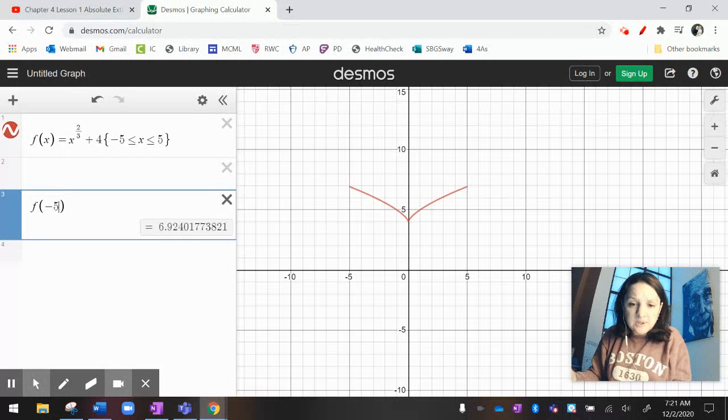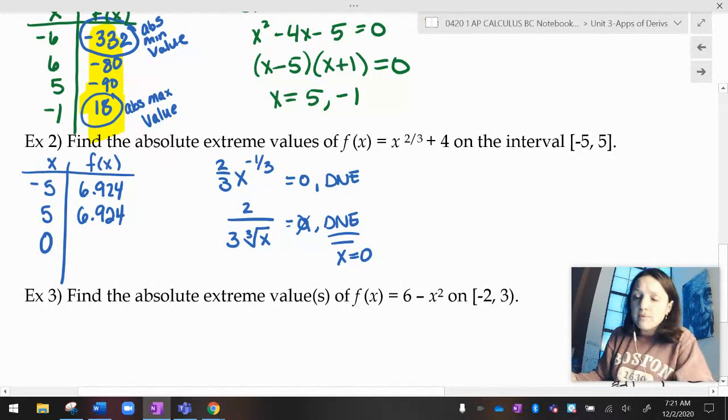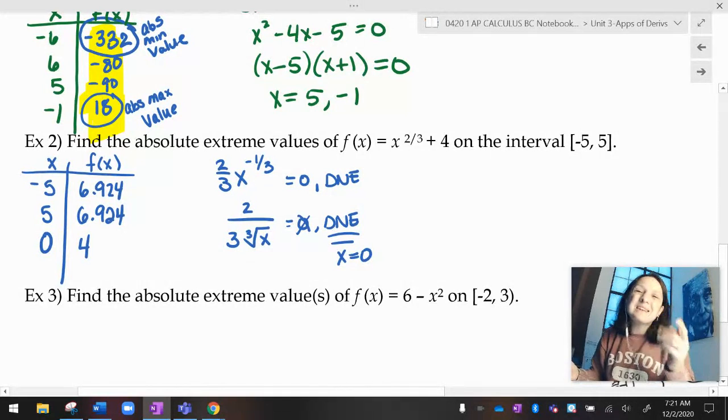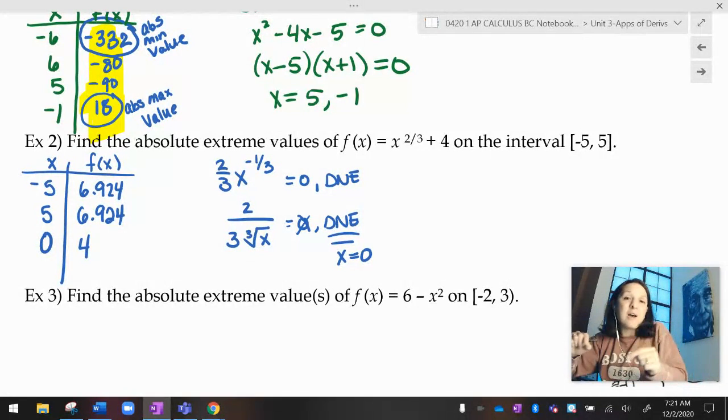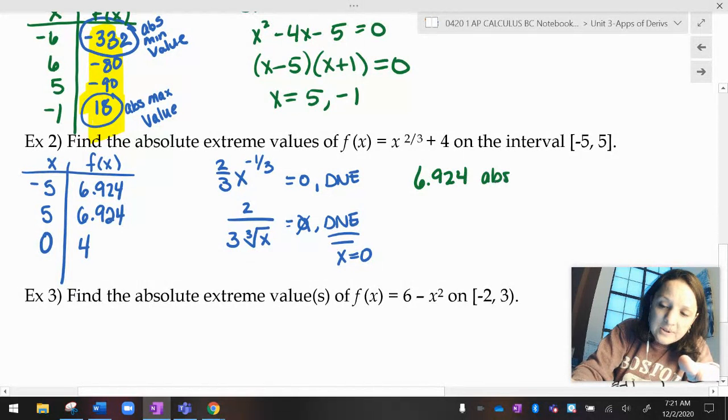So at -5, it's 6.924. At the other value, that's also going to be 6.924. And at x equals 0, I get 4. This example is on here because you might be thinking, wait, there's two absolute maximums. There's two locations where the absolute maximum value occurs, but there's one absolute maximum value. So 6.924 is the absolute max value, and 4 is the absolute minimum value.